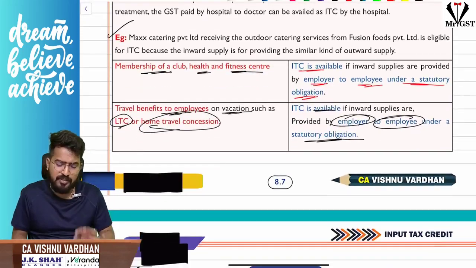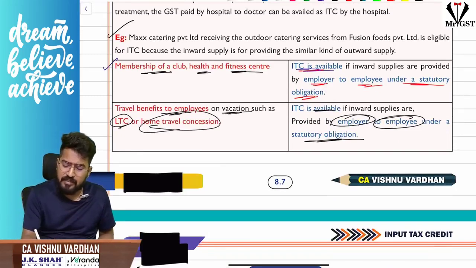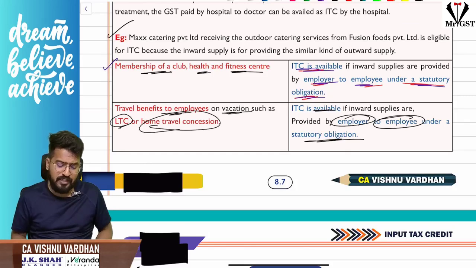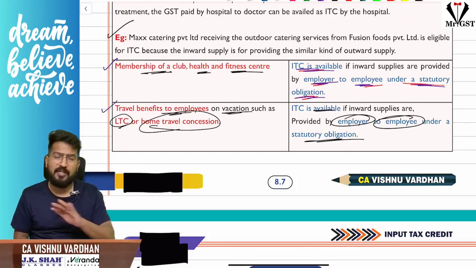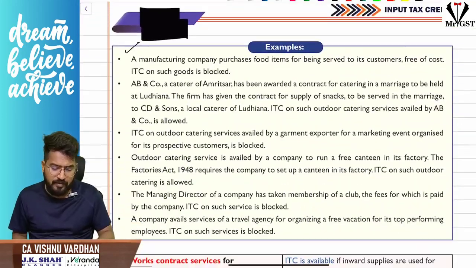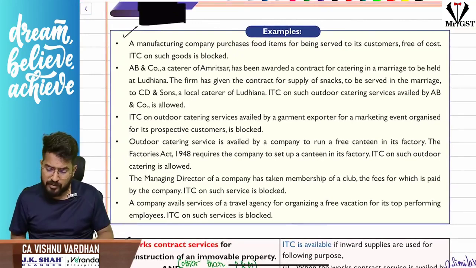Same way, sir, membership of a club, health and a fitness center, you cannot take ITC except if it is taken by employer to provide to his employees as a part of statutory obligation. Next, leave travel benefits provided by employer to employee cannot be taken as ITC by the employer, again except if it is a part of statutory obligation. Examples are there here, you can just pause the video and go through the examples.